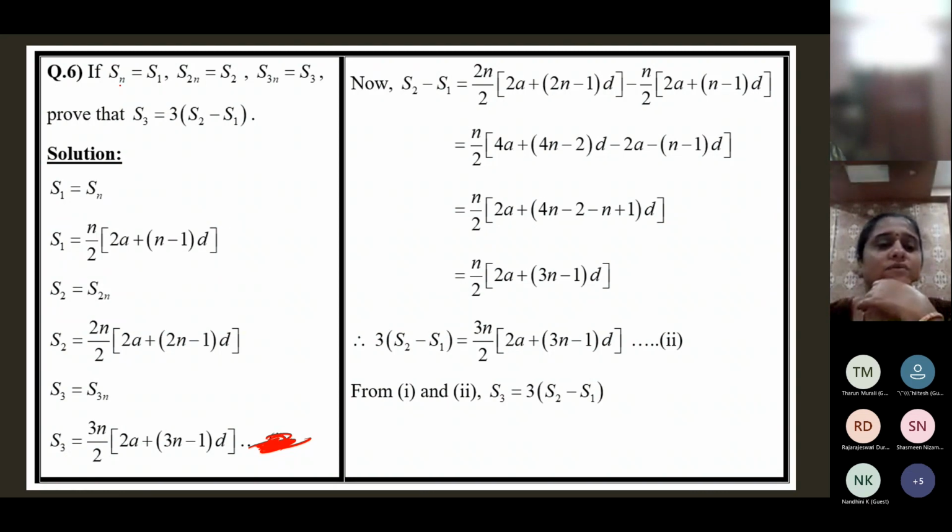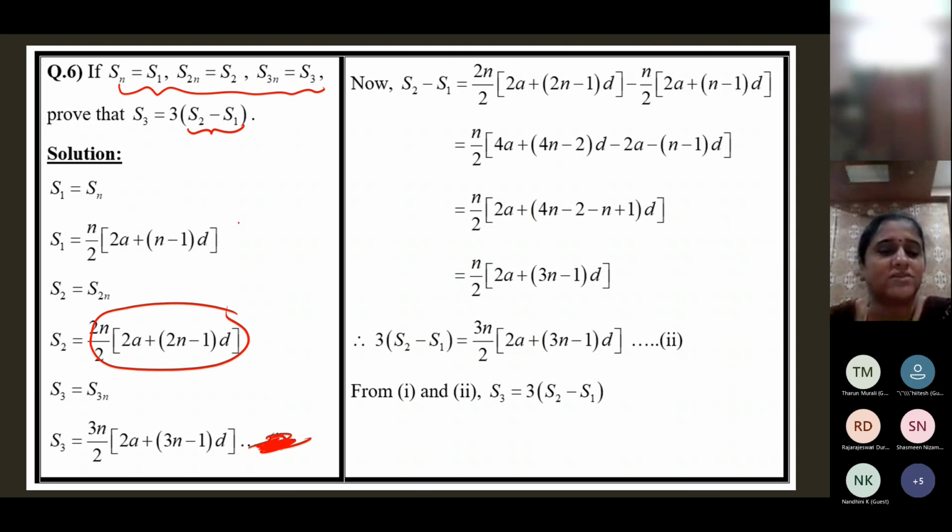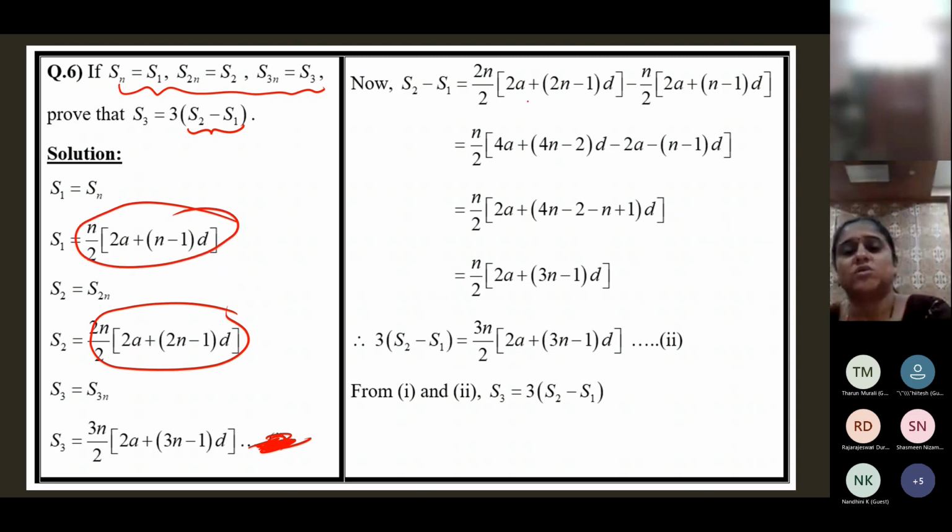Now, we have already expanded these conditions. Now let's take up what we have to prove. S3 is equal to 3 times S2 minus S1. So we'll work S2 minus S1. So see, this is S2, and this is S1. I said don't cancel this.